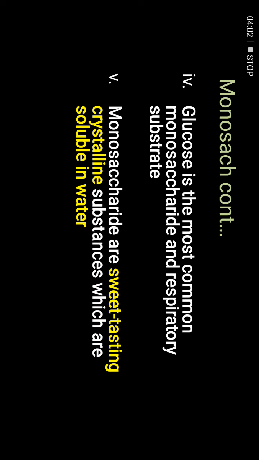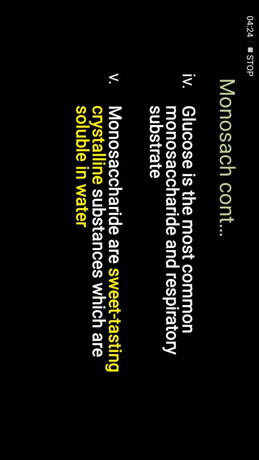Now we see glucose. Glucose is the most common one, and we know that glucose comes from photosynthesis in the plant. After photosynthesis, the plant produces glucose. Glucose is a sweet tasting crystalline. What is meant by crystalline? It means it is a crystal like what you have in the kitchen where you make your drink. That solid is actually one crystal, very clear. And it is soluble in water. All the monosaccharides can dissolve in water.